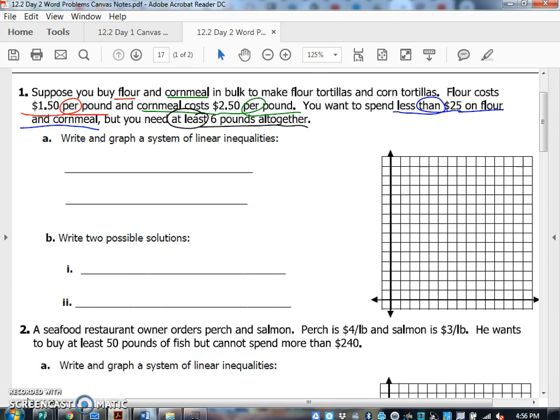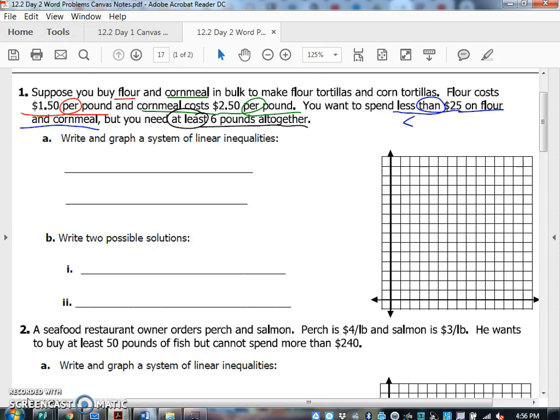Now I've gone through, and as I read that, I highlighted some important things. I know the price per pound of the flour, the price per pound of the cornmeal, and I know how much I'm going to spend. When I think about how much I'm going to spend, the key words here are less than $25. So I could spend $24, $23. Technically, I could spend $0. So my sign here is going to be less than.